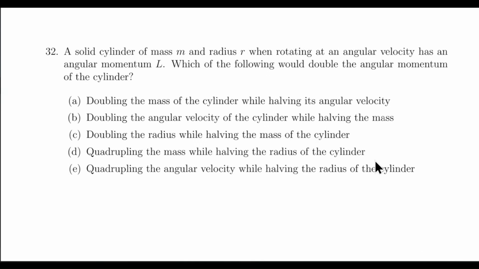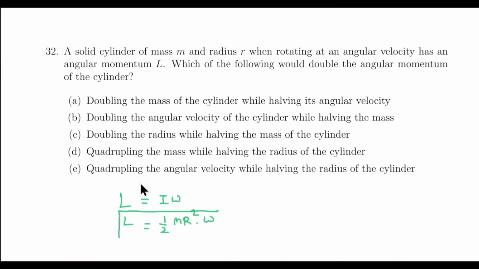Okay. A solid cylinder of mass and radius r, when rotating at an angular velocity, has angular momentum L. Which of the following will double the angular momentum? So let's first write the formula for the angular momentum. It's just I omega. I of a solid cylinder is 1 half mr square, and omega is just omega over here. So that is the value of L.